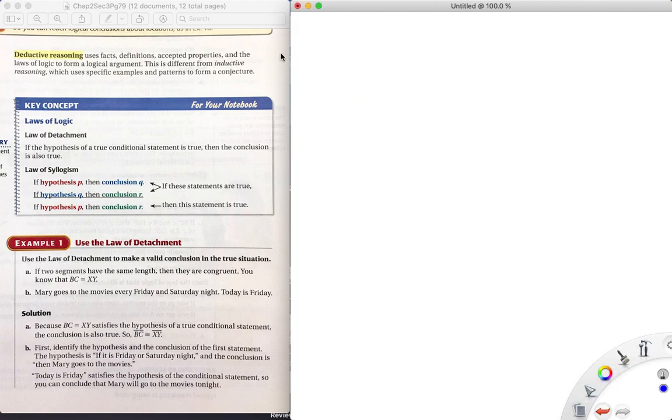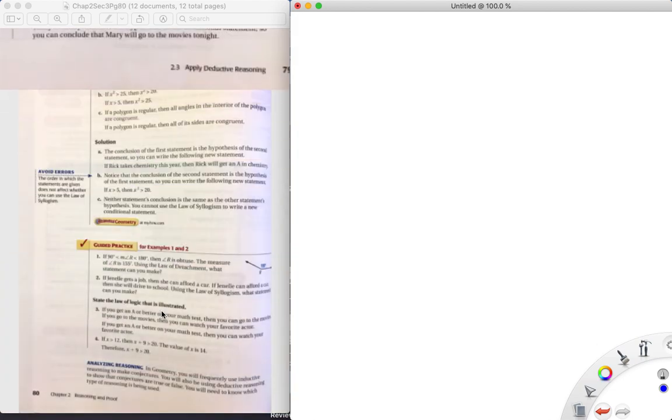conclude the other thing. This one says Mary goes to the movies every Friday and Saturday. Today is Friday. So saying that today is Friday tells me that the hypothesis is true. If it's Friday or Saturday night, then Mary's going to go to the movies. That would be basically our conditional. It says today is Friday. So we can make the conclusion that Mary will go to the movies tonight.